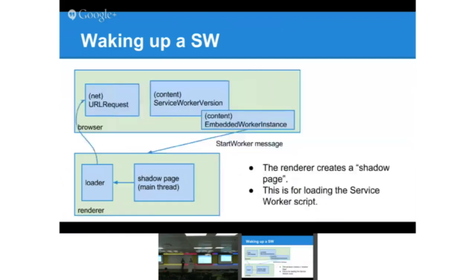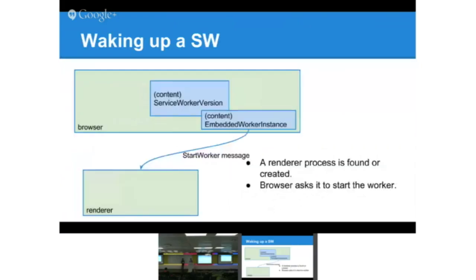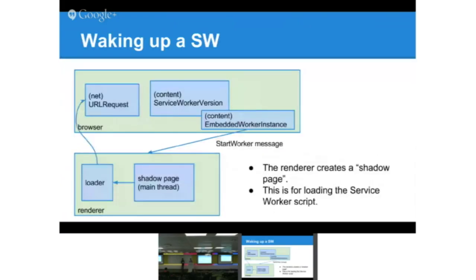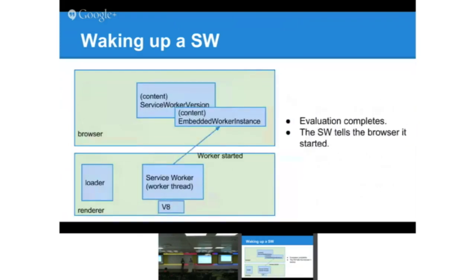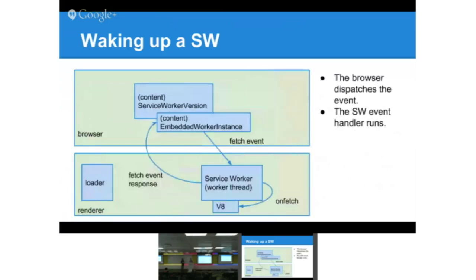And recall, the whole reason for this was that the browser wanted to dispatch an event to the service worker. So now that the worker start was successful, the browser can tell the renderer to dispatch this event, say a fetch event, for example. The service worker's fetch event handler will run, and it will respond to the fetch event from the browser. Okay, so that's the workflow to dispatch an event to a service worker that was not running.